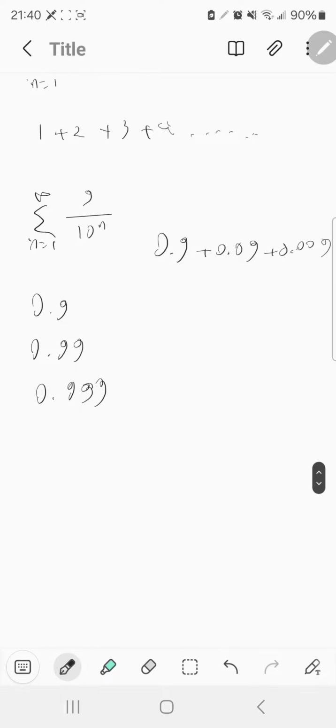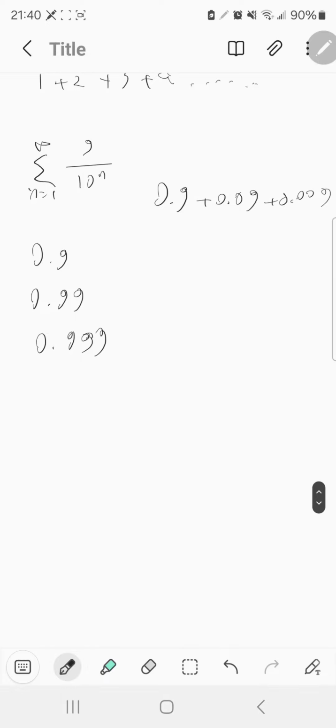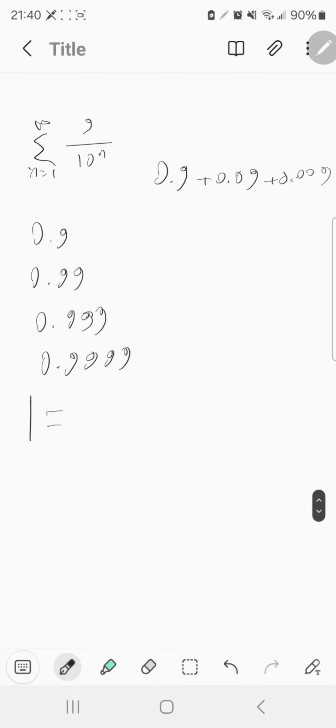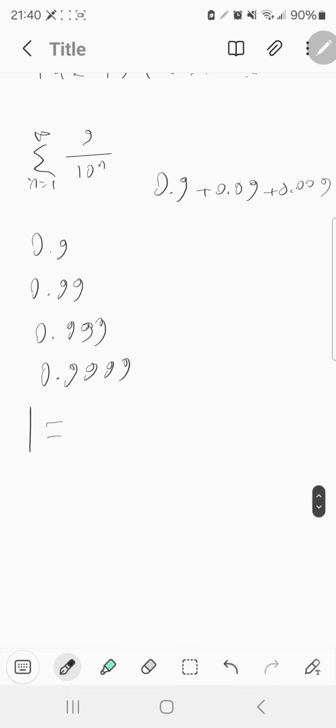Now we notice that as we add up more and more terms, we're approaching, right? We're approaching 1. It's getting closer to 1. This is how a series converges. It's going to approach a certain number. And there are other tests we can use, but generally if a series, as you add them up, approaches a certain number, that's a converging series.